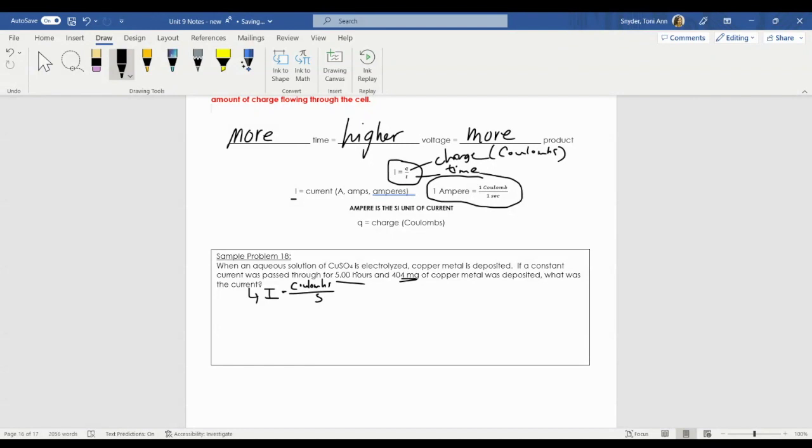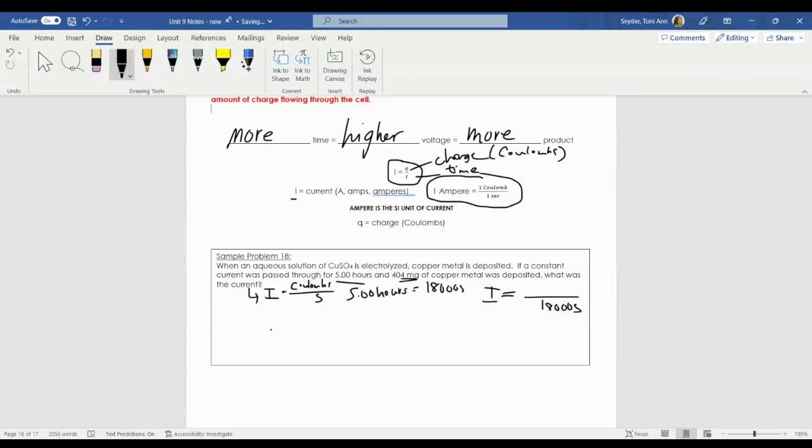Now in this case, okay, we are given the time. So I want to know 5 hours. And if you do a little bit of math, 5 hours is equal to 18,000 seconds. So I already have my denominator here, 18,000 seconds. I have to somehow manipulate that 404 milligrams into units of coulombs. So let's go ahead and do that.